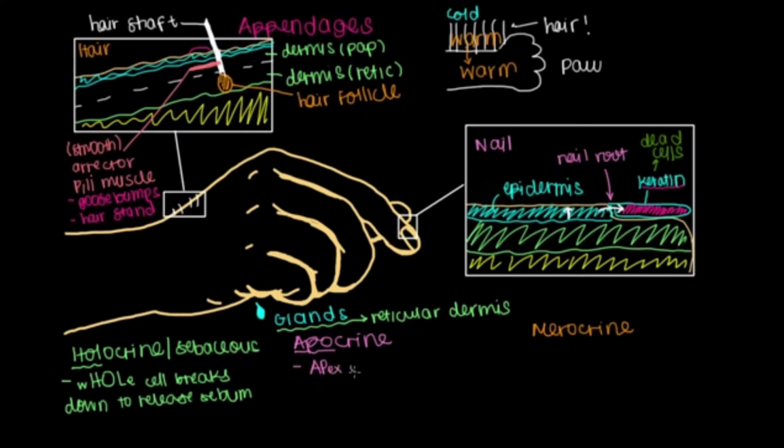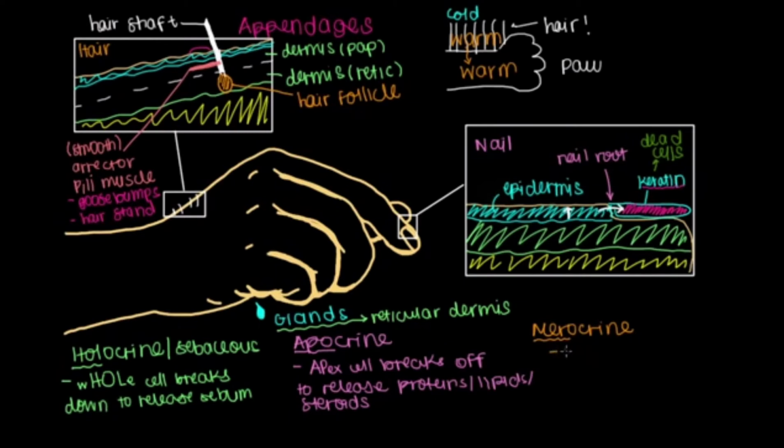Your apocrine releases from the apex cell. The apex cell breaks off to release a mixture of proteins, lipids, and some sort of steroids. Remember, holocrine, keyword whole cell breaks down. Apocrine, apex. It releases your proteins, your lipids, and steroids.